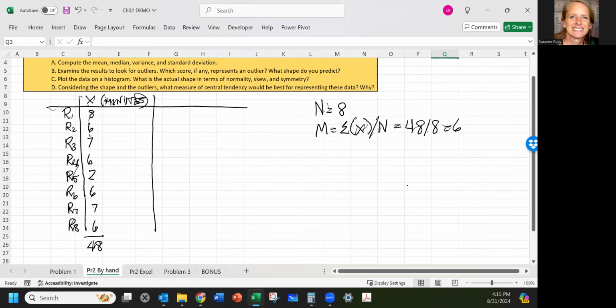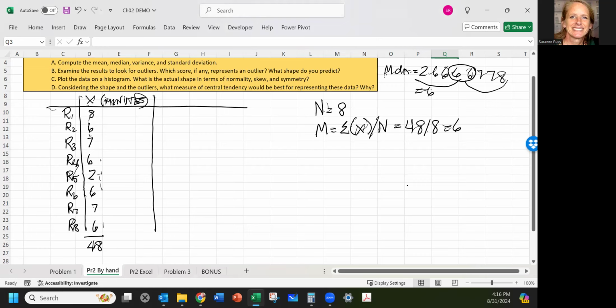It asks us to get the median, which I'll do up here since we don't use it for our calculations. To get the median, I have to rank order all of these scores. So 2, 6, 6, 6, 6, 7, 7, 8. If I count over 4 and over 4, I find in the middle these 2 6s, so I know the median equals 6.